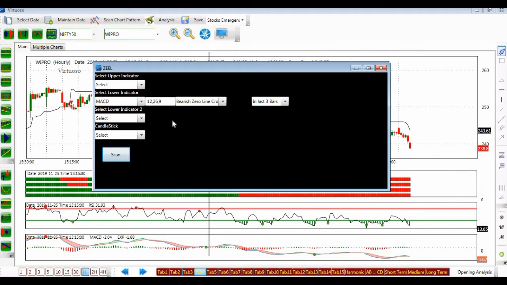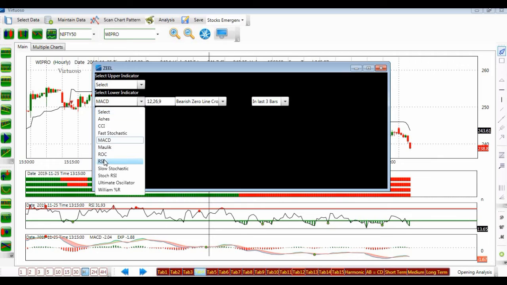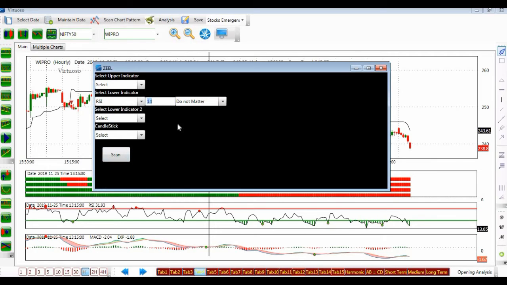Similarly, you can give any of the indicators. You can select RSI and you can set the parameter. For example, 14 RSI and is above what? 70. So if you set 70, the RSI indicator parameter 14 is crossing 70 for all the stocks of Nifty. Let's scan.